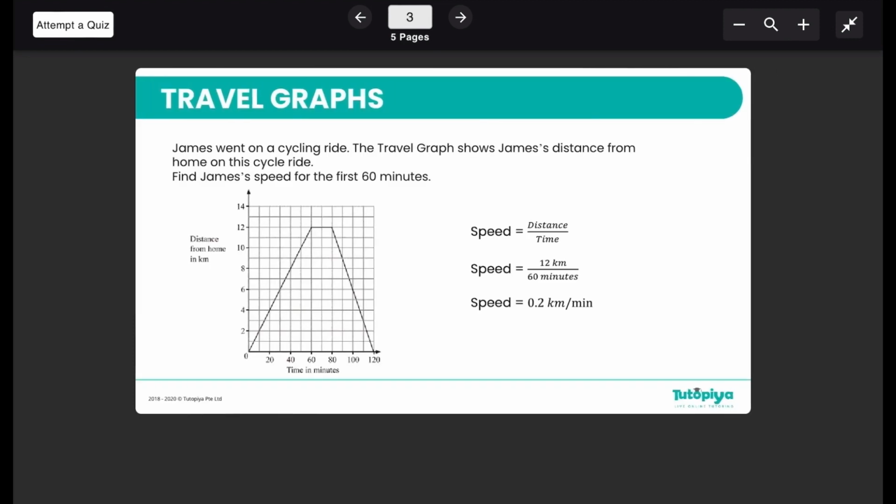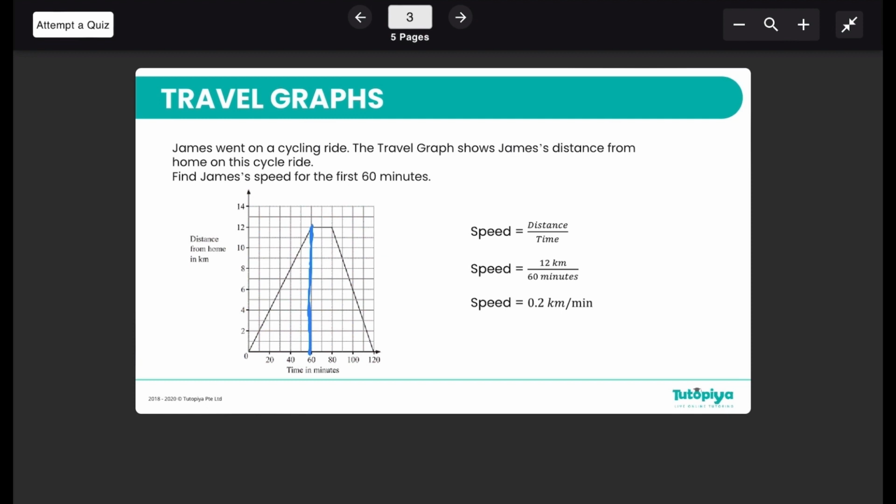So let's see. If you look at this particular graph, we are told that James is going on a cycling ride. We are also told that James's distance from home on this cycle ride is what is shown here. So find James' speed for the first 60 minutes. You can mark the first 60 minutes like so.